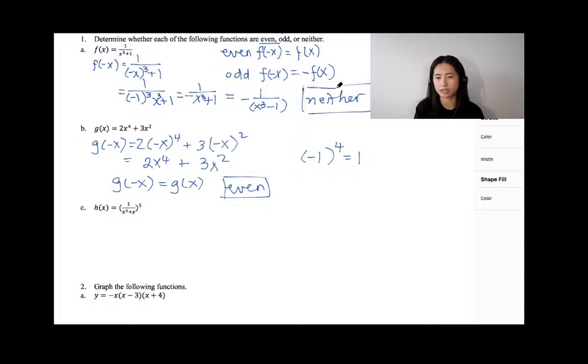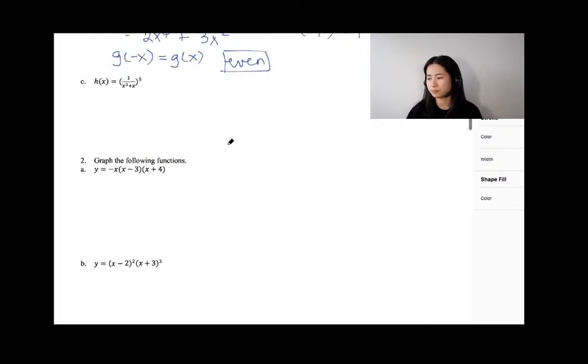It's not too bad. All you really have to do is plug in your negative x.